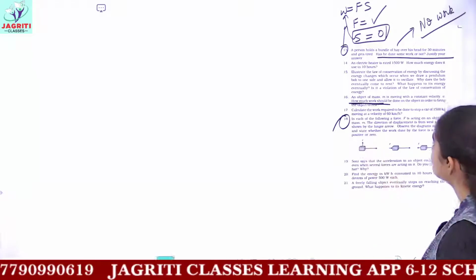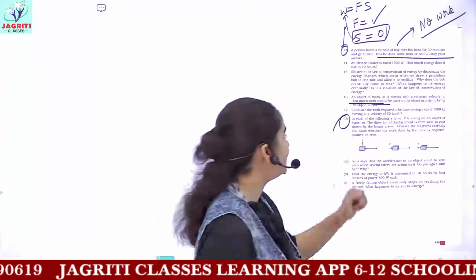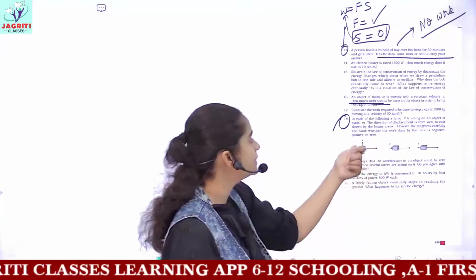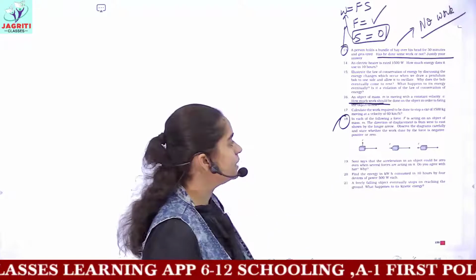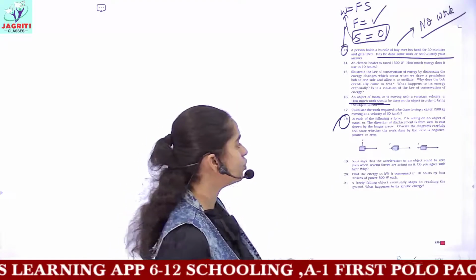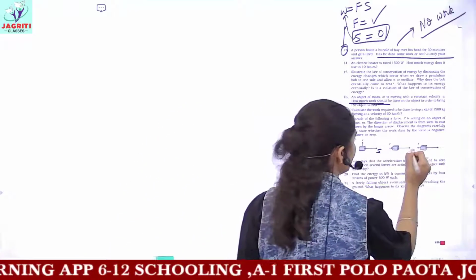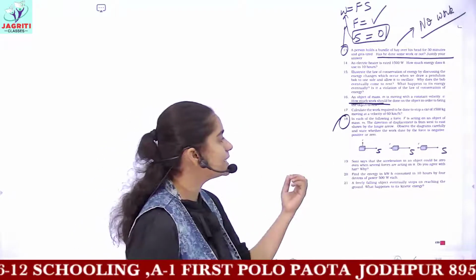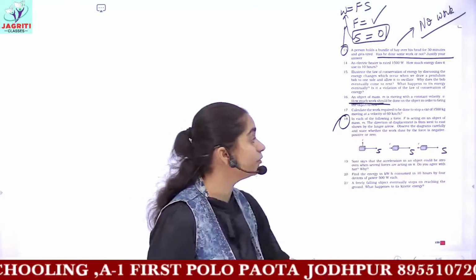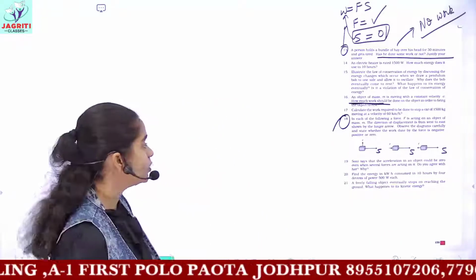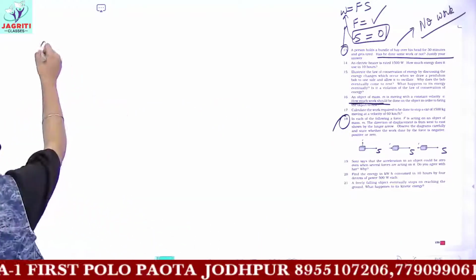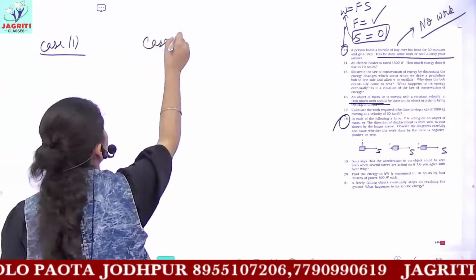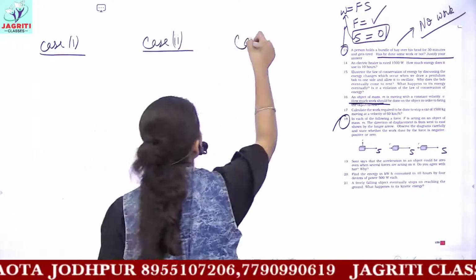The last question related to work is question number 18. In each of the following, a force is acting on an object. The direction of displacement is from west to east, which is shown by a longer arrow. This arrow gives you the direction of displacement. Observe the diagrams and state whether the work done is negative, positive or 0. So you have 3 cases: case 1, case 2 and case 3.